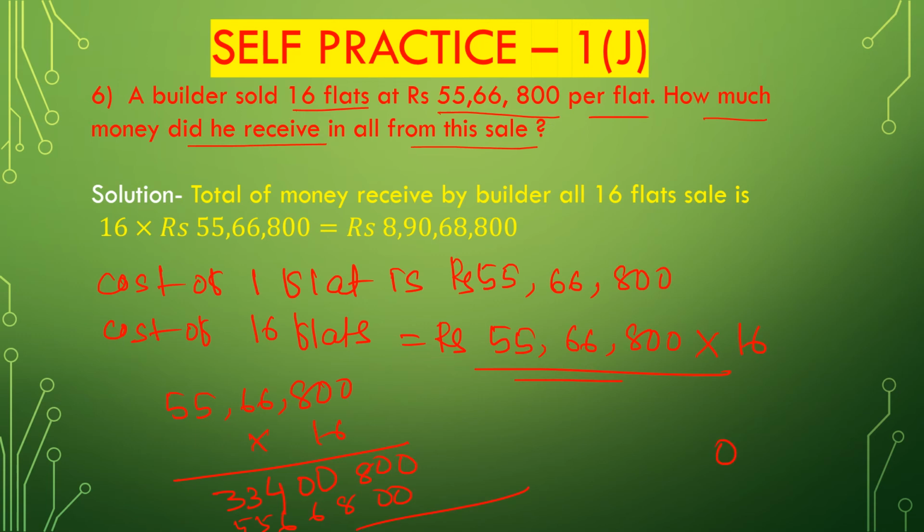Now the numbers are added. 0 plus 0 is 0, 8 plus 0 is 8, 0 plus 8 is 8, 0 plus 6 is 6, 4 plus 6 is 10, 1 plus 3 is 4, 4 plus 5 is 9, and 6 plus 5 is 8 crore. 8 crore 90 lakh 68,800 rupees. This is the total amount he received after selling 16 flats. So he received 8 crore 90 lakh 68,800 rupees. This is the answer.